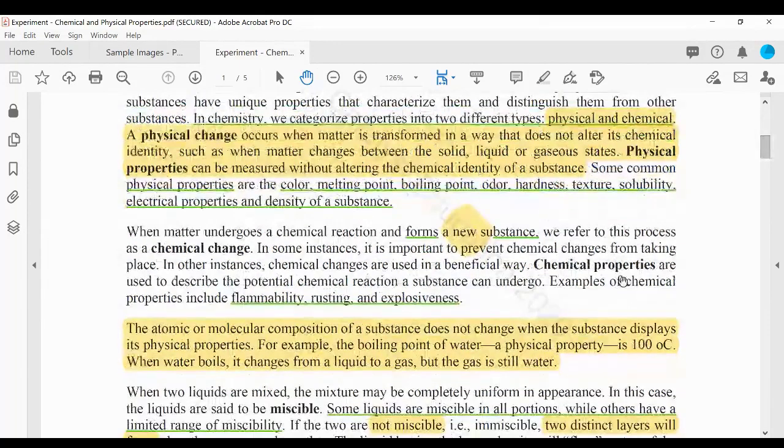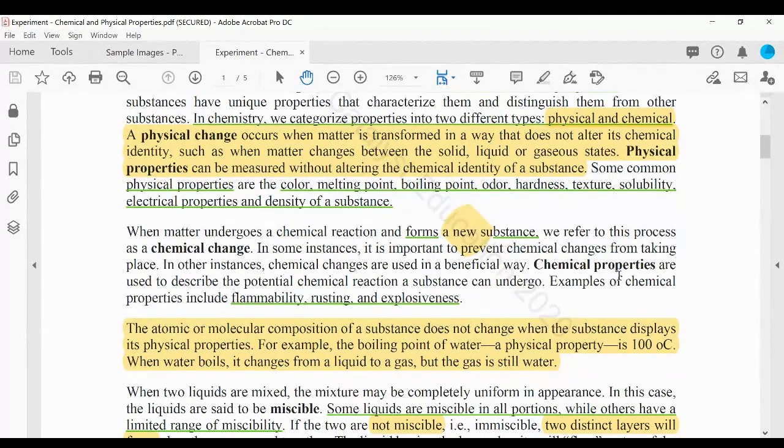Here it is highlighted: a physical change occurs when matter is transformed in a way that does not alter its chemical identity. What does that mean? Basically, when you measure a physical change, the chemical identity of the substance does not change.